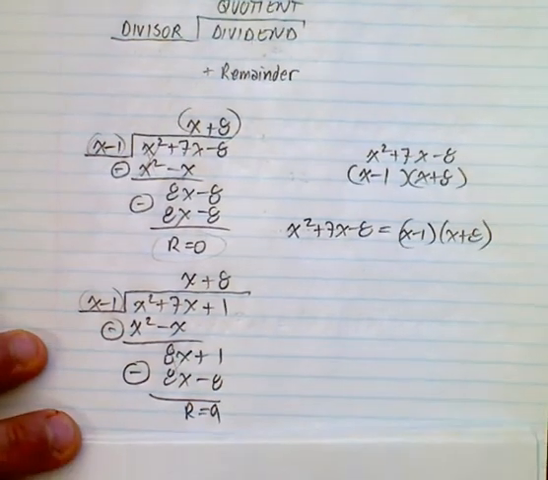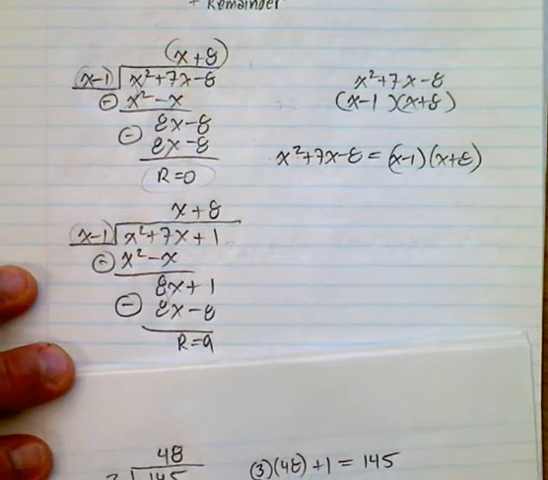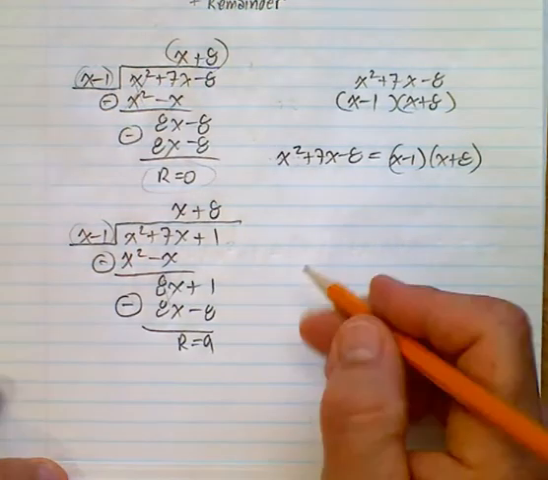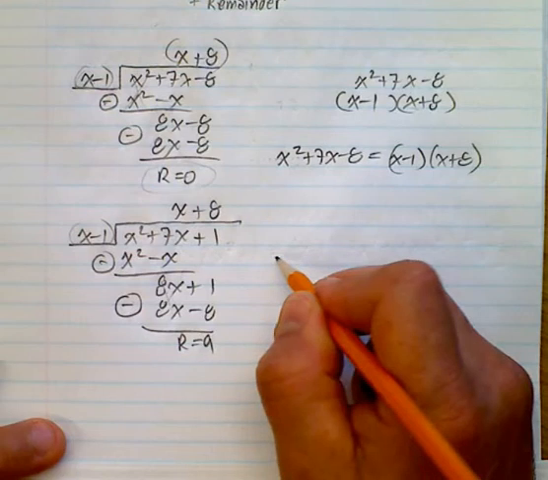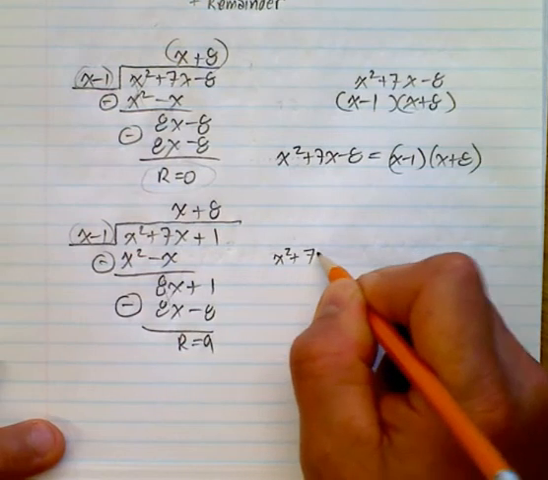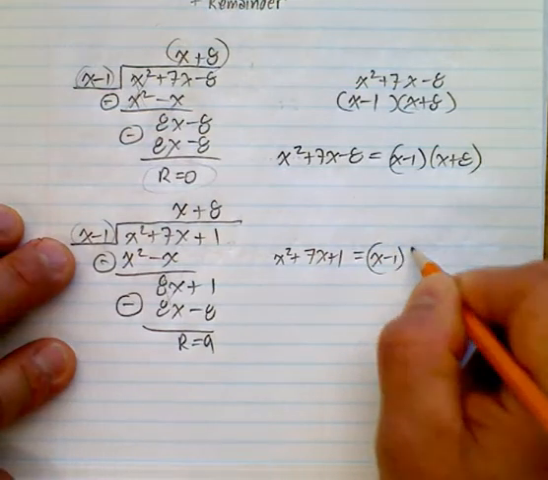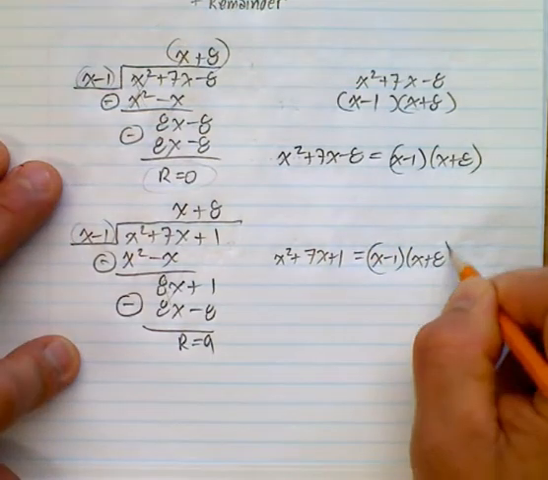So now I can safely say that x minus 1 is not a factor of that quadratic that is inside, that is the dividend, right? So how would we write this out? Well, we can say that x squared plus 7x plus 1 is equal to the divisor, right, times the quotient, but then I have a remainder of 9.